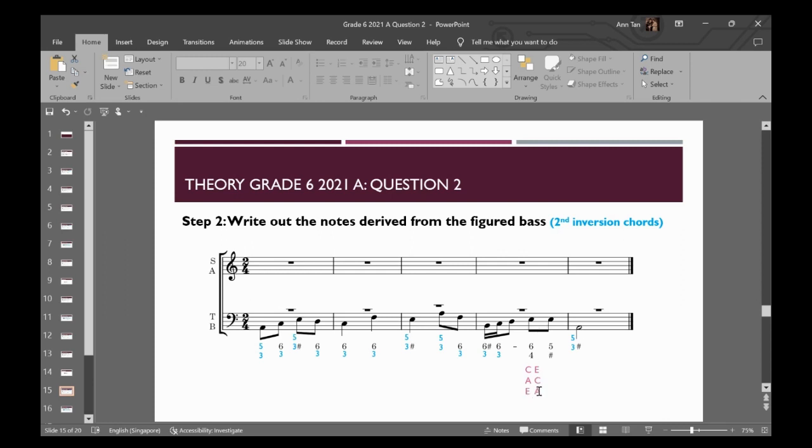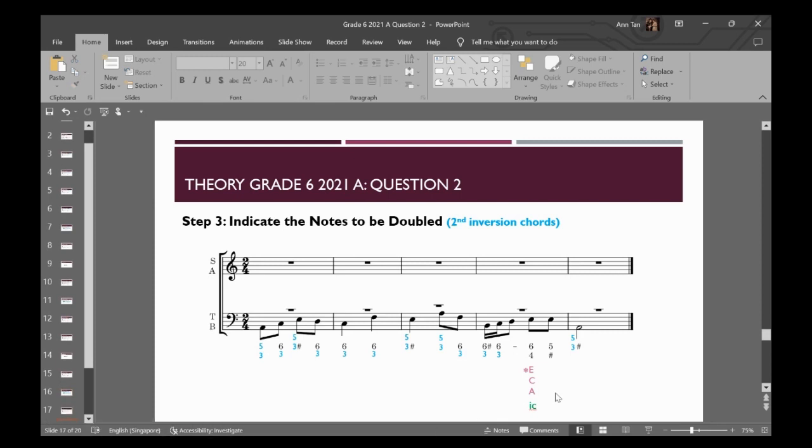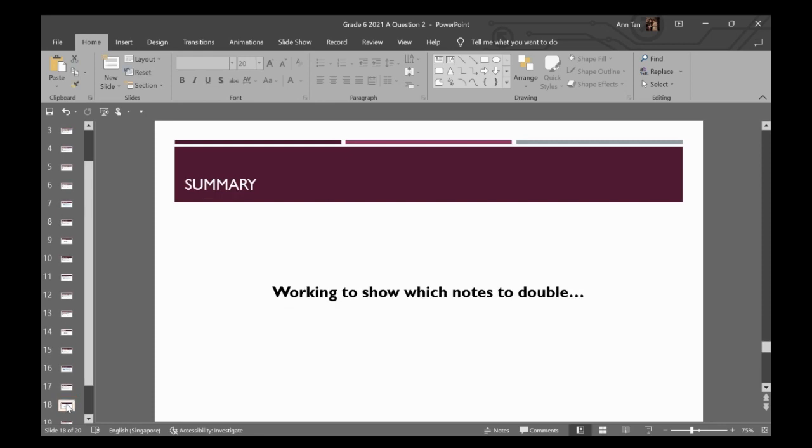In this question, we only have one 6/4 chord and it's indicated by E as a bass. When we count 4th up from E, we get an A. We count a 6th up from E, we get a C. And let's rearrange it, and we have ACE. ACE points us to a chord 1, a primary chord, and since this is a second inversion chord, we double the fifth of the chord. So over here, ACE, double the E. It's the fifth of this chord. And there we have the working done.